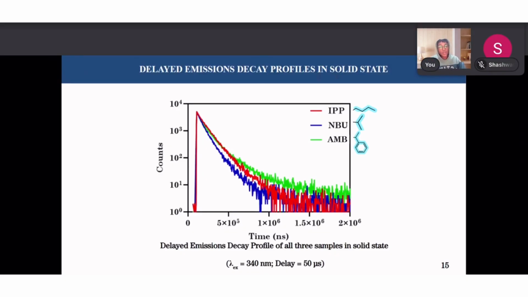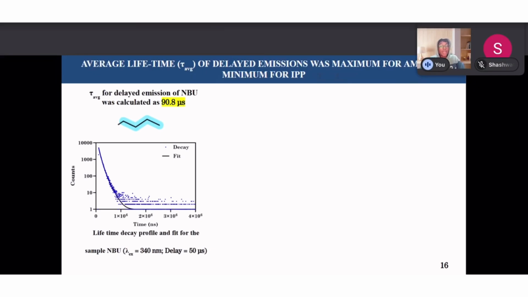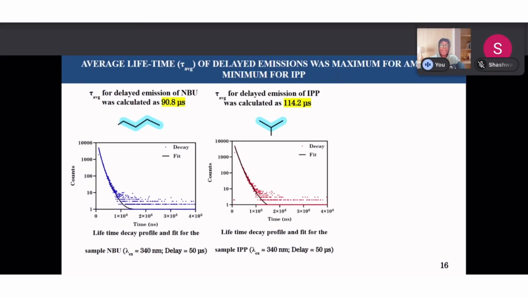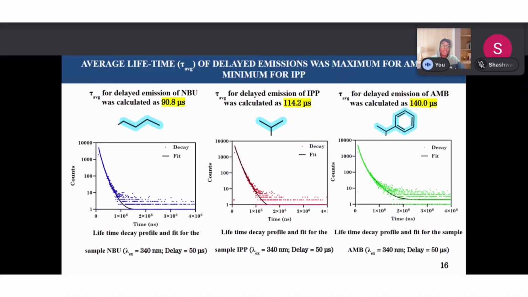We also tried to understand the decay profiles in the solid state. That means for how long the phosphorescence, or the delayed emission, lasts even when the source of light is turned off. We found that for the N-butyl substitution, it was 90.8 microseconds. For the isopropyl substitution, it was 114.2 microseconds, and for the alpha-methyl benzyl group, it was 114 microseconds.